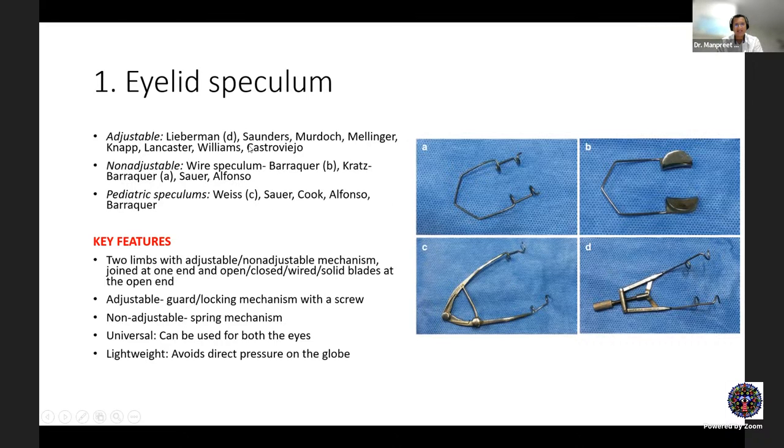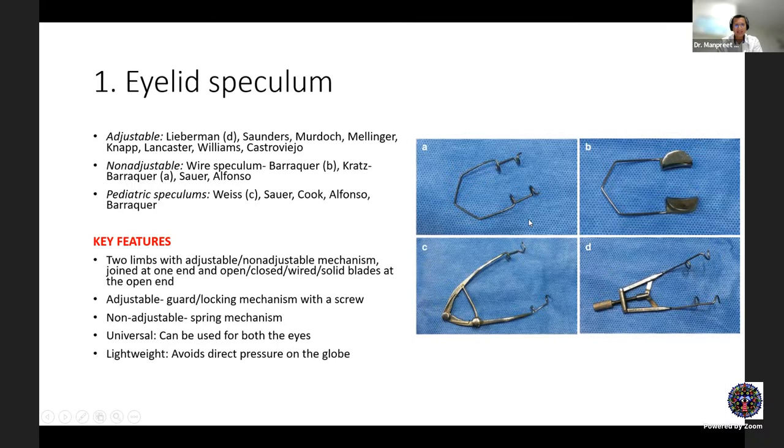So the adjustable ones, you can start with this. This is the Liberman eyelid speculum. If you start with this in front of your examiner, once you are handed this instrument, it's kind of a best start. Name the instrument. Try at least. You should not say wrong, but go for it. Don't just say it's an eyelid speculum. It's better if you acknowledge the scientist.